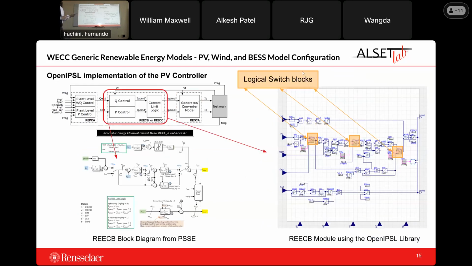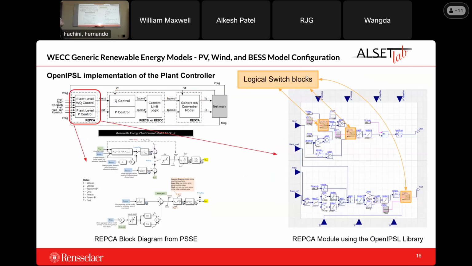In a similar way, I've done the same construction pattern with the electrical controller. And here I'm only going to show the PV controller. This was also constructed for the wind and the battery controller as well. And of course, we have the implementation of the plant controller. And the previous two, the electrical and plant controller, they have logical switch blocks, which depending on the configuration and the logic on the switches, you can actually have different control schemes in these renewable sources. And of course, the implementation of these components has been done via block by block conversion. So you take components, you connect them together, and then you generate new models.